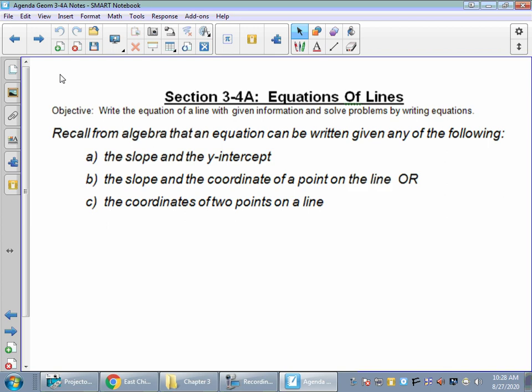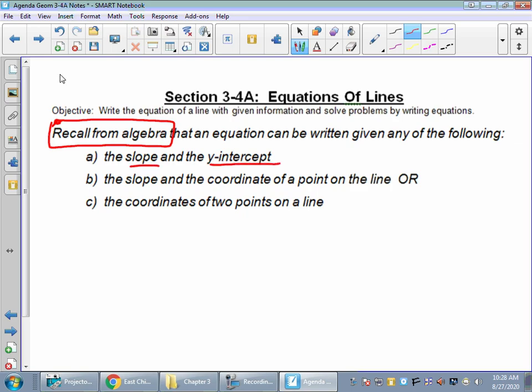So the first thing we're going to do here is make sure that we recall from algebra. We're going to have to do some remembering, a little bit of review, that equations can be written with any of the following information. So the first one: an equation can be written with a slope and a y-intercept. Okay, so a slope and a y-intercept, that would be what we call slope-intercept form.